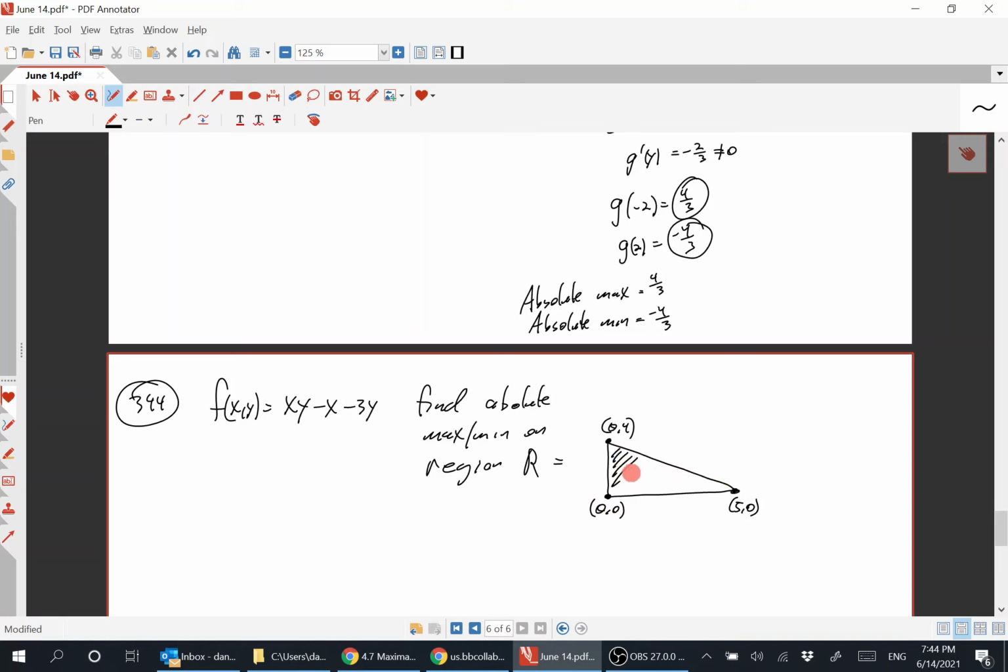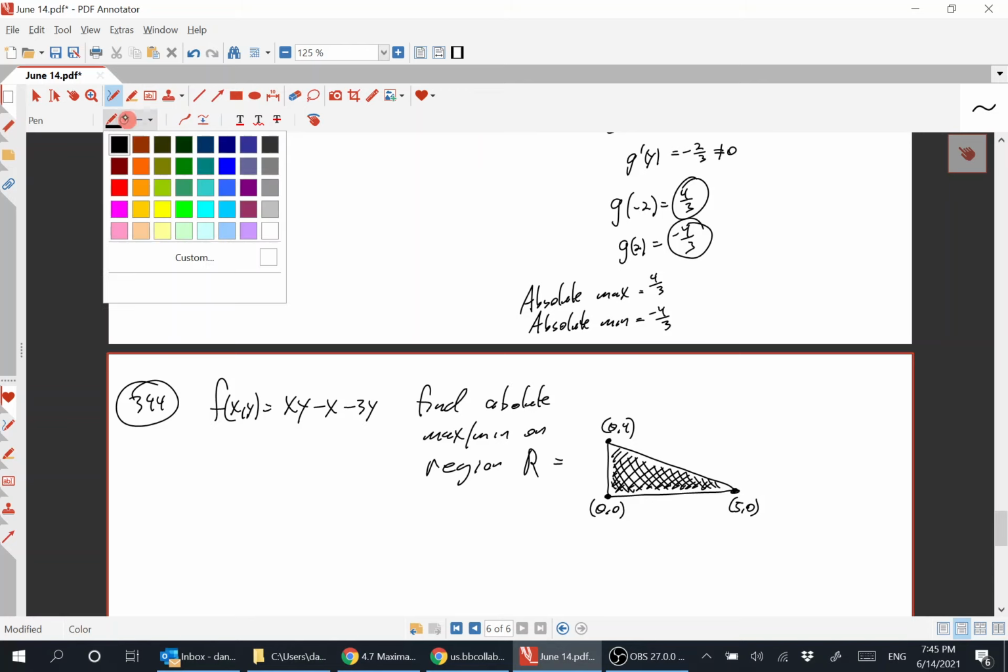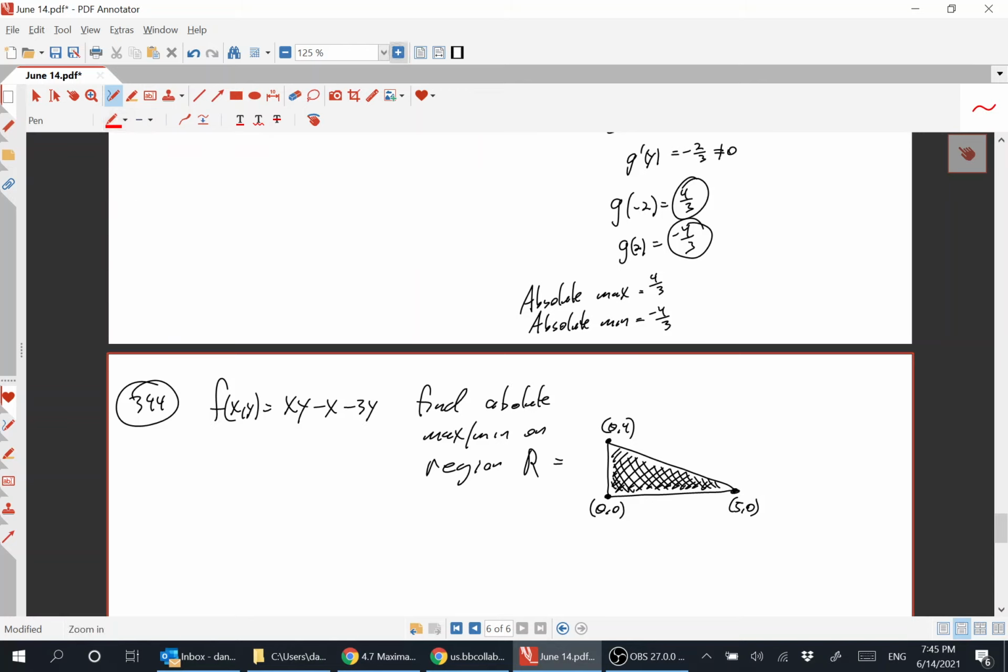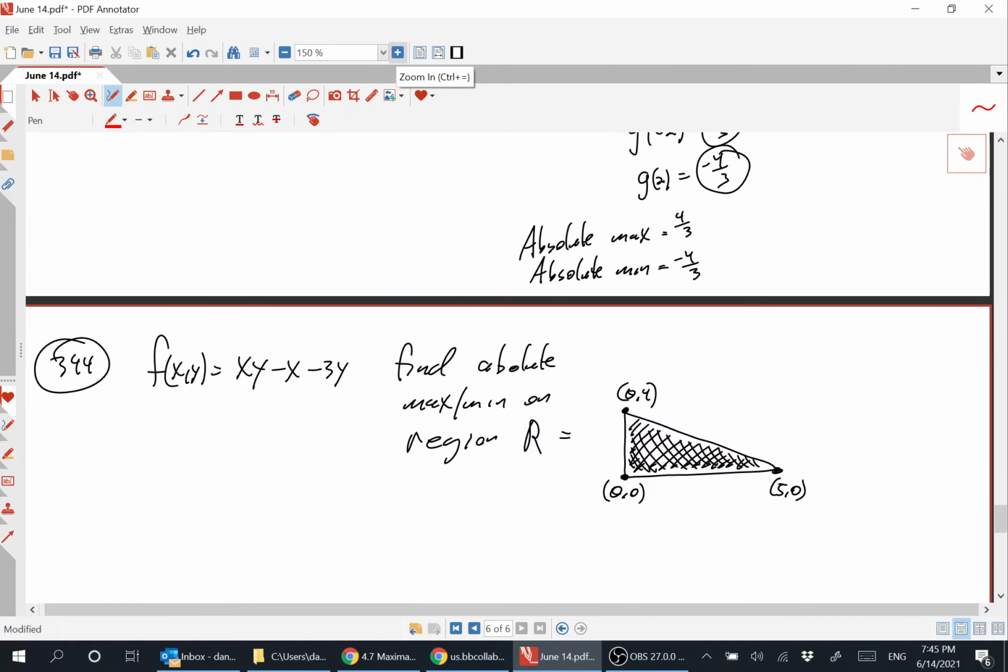All right, so we've got this right triangle region. So now the boundary is going to have 3 components. And let's right at the beginning here, let's take a look and see what we can do with these components. So how do we express the points along the bottom here?